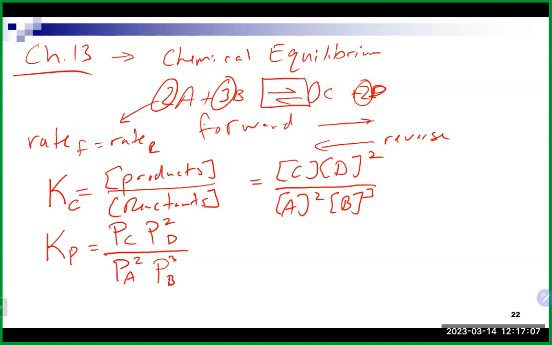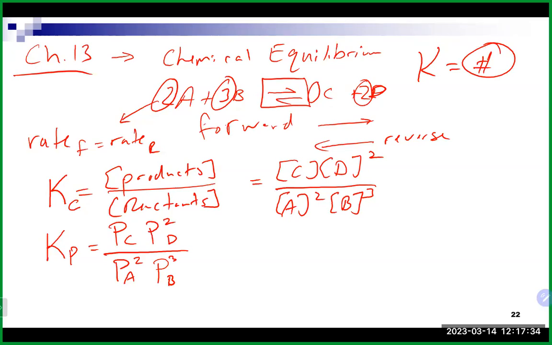Any K value, Kp, Kc, is really the same. They all have little subscripts next to them, and they apply to different situations, but ultimately they're all calculated the same way, which is products over reactants. When we talk about K, it is just a number, and it is capital K, by the way. Again, lowercase k is our rate constant. It is just a number.